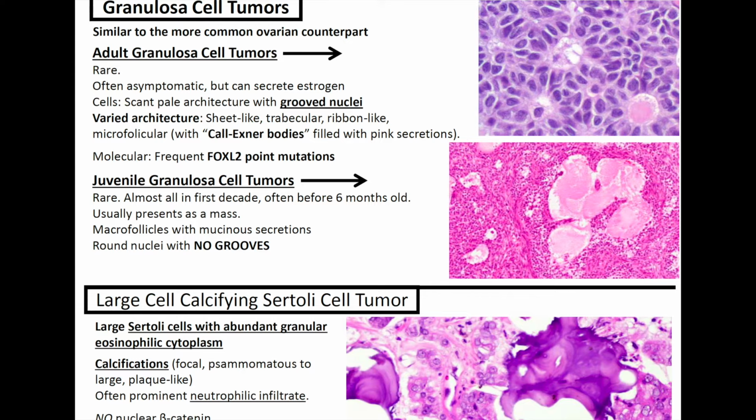Molecularly, granulosa cell tumors frequently have a FOXL2 point mutation, and you can also have juvenile granulosa cell tumors. These are rare. Almost all occur in the first decade, as the name juvenile would suggest, often before 6 months of age. They usually present as a mass, and there are microfollicles with mucinous secretions, round nuclei with no grooves. Here you might be able to see a Call-Exner body, and you can make out some of the cytology in the grooves, coffee bean nuclei or nuclear grooves of the adult granulosa cell tumor.